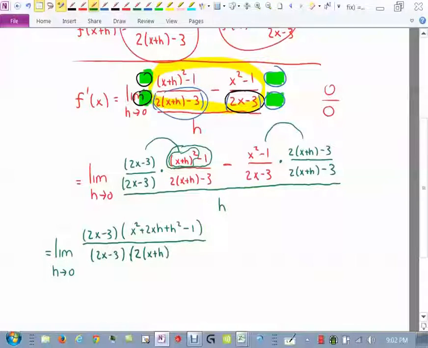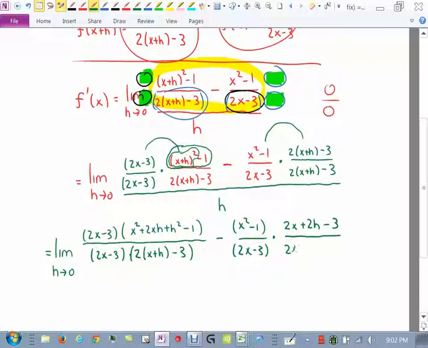The x squared minus 1 over the 2x minus 3. Now let me go ahead and figure out what this was. This was 2x plus 2h minus 3, and this was 2x plus 2h minus 3. And then all of that over h.